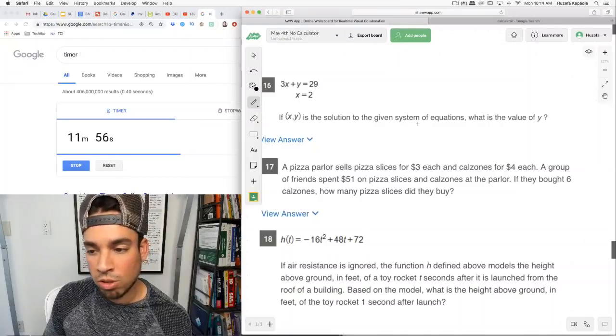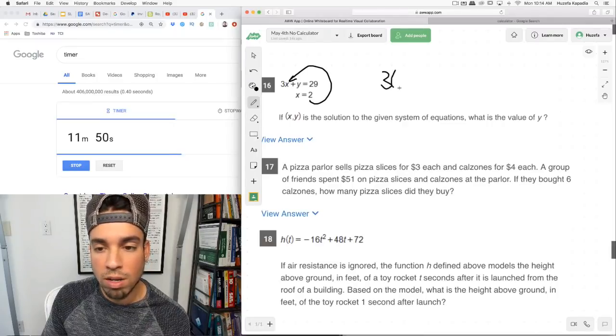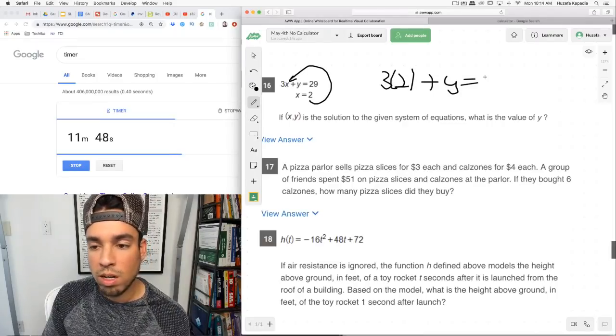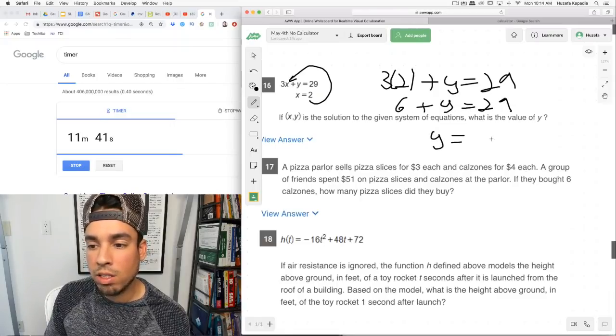All right, what is the solution? All I'm going to do, this is a nice, easy one. We're just going to plug 2 in for the x and solve for y. 3 times 2 plus y. This is good old substitution. 6 plus y equals 29. Subtract 6 from both sides, and y equals 23.